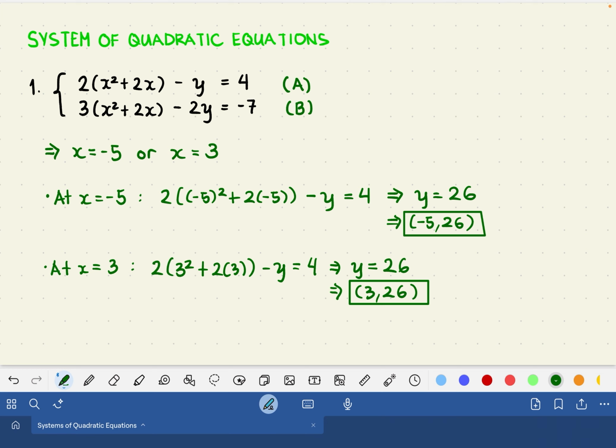As you can see, the elimination process worked. The difference with systems of linear equations is that we obtained two solutions. So that is how to solve this problem. Let us move on to the next item.